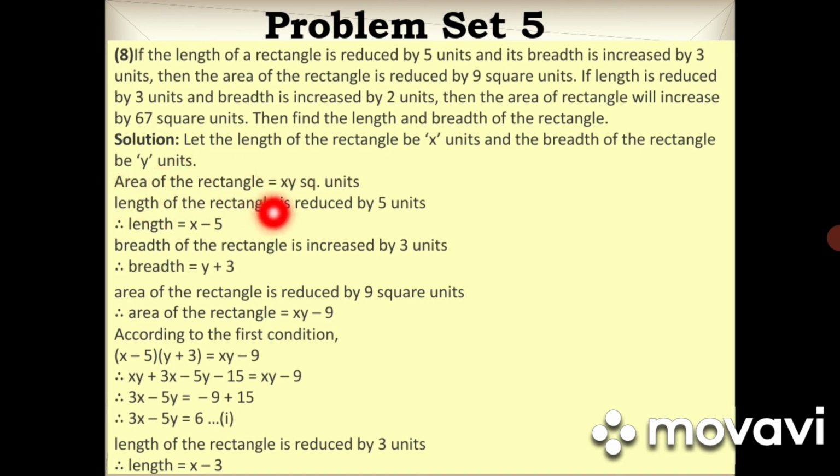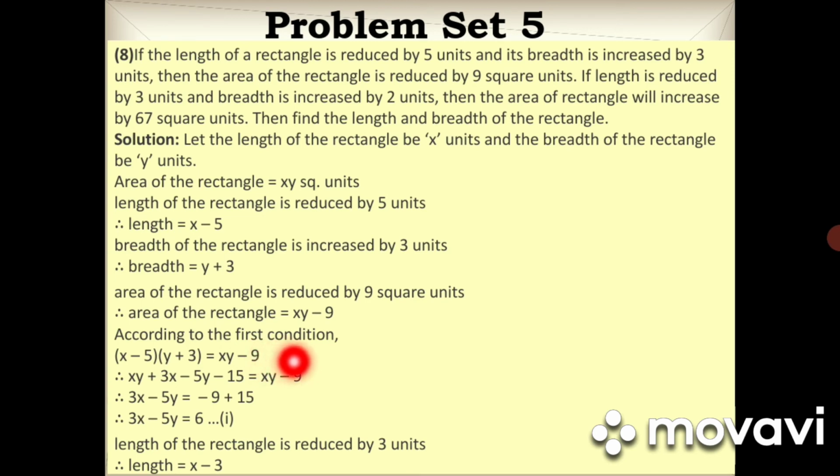Area of the rectangle is equal to length into breadth, that is equal to x into y square units. Length of the rectangle is reduced by 5 units, therefore length is equal to x minus 5. Breadth of the rectangle is increased by 3 units, therefore breadth is equal to y plus 3. Area of the rectangle is reduced by 9 square units, therefore area of the rectangle is equal to xy minus 9. According to the first condition, x minus 5 into y plus 3 is equal to xy minus 9.